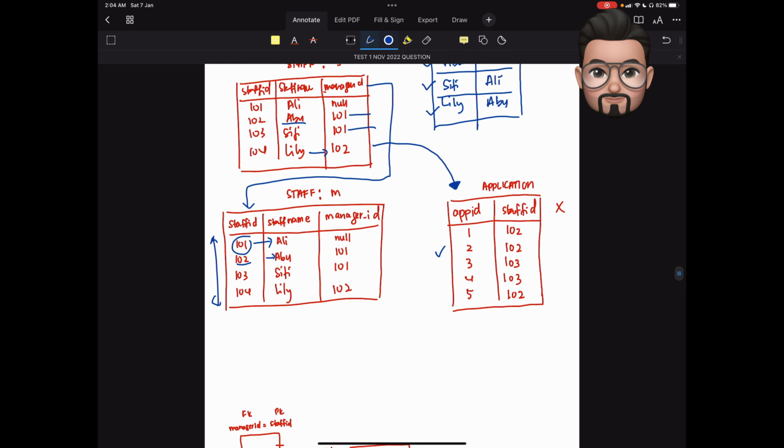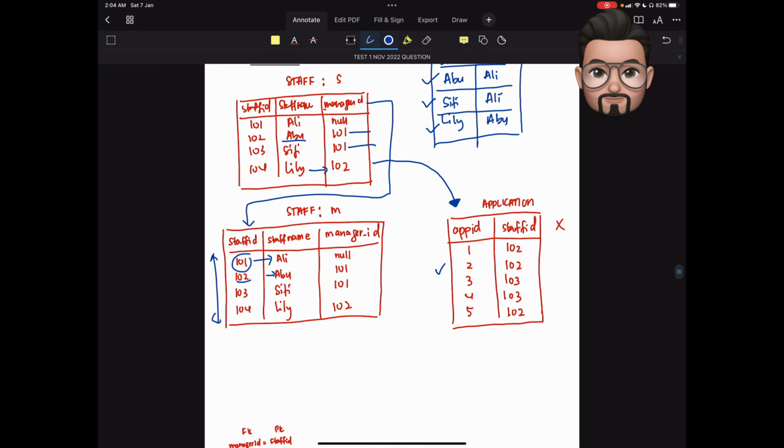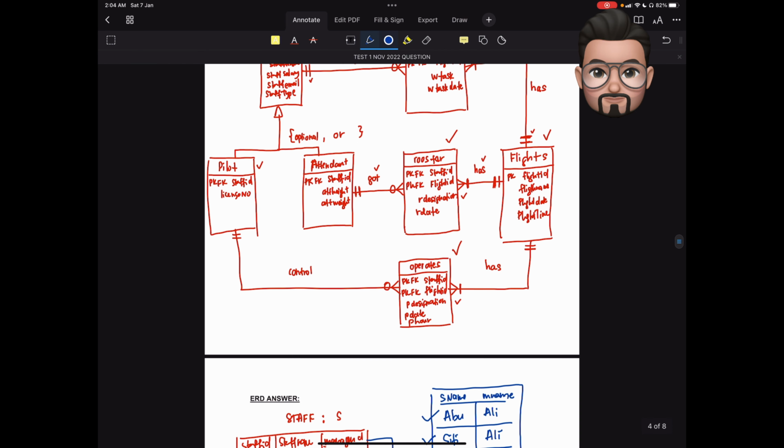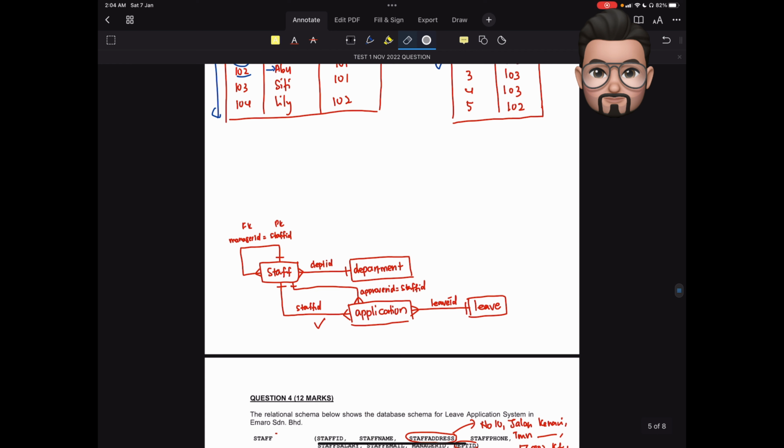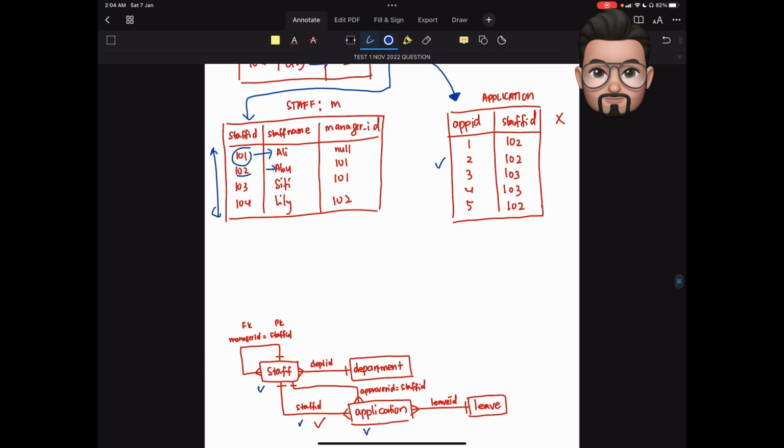If you do the normal join, this is what we will get. Staff join with application on staff ID, and we want to know who the staff are. So we join application ID and get the staff name: application and staff name.